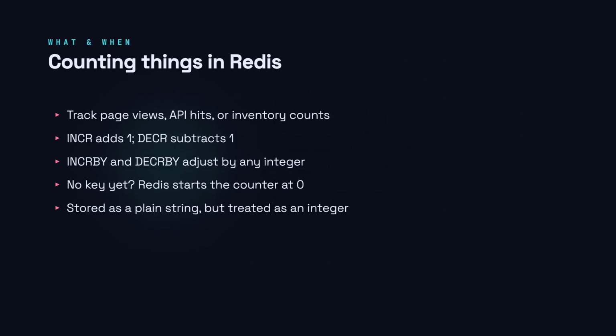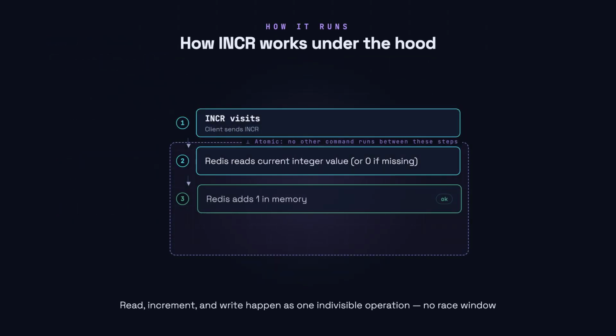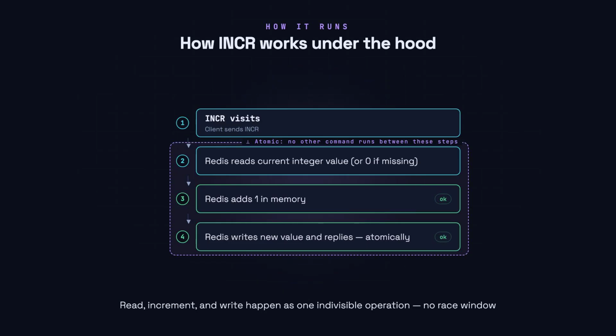You do not need to create the key first. Redis initializes it to 0 automatically. Redis is single-threaded for command execution, so INCR reads, increments, and writes as one indivisible step. Two clients calling INCR simultaneously will never both read the same old value. There is no race condition.